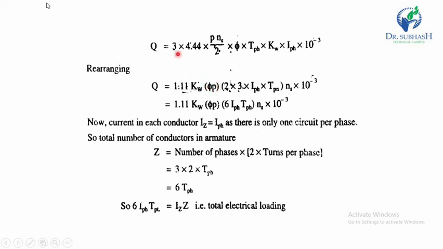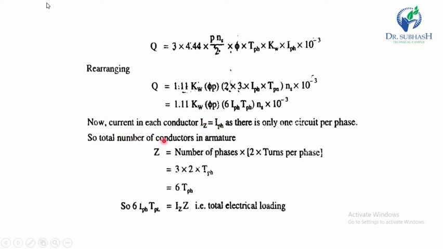Now we get the value of 3 divided by 4, which is 2.22, and take 2 from here: 2 into 3 into IPH into PPH into NS into 10⁻³. Now here we see that the current in each conductor, which is called IZ. Here we have only one circuit per phase, so IZ is equal to IPH.